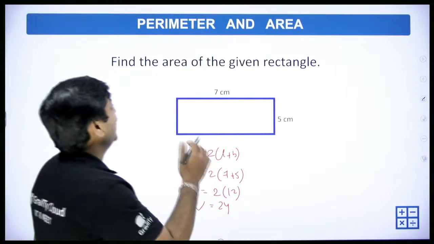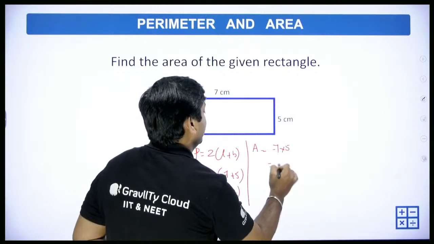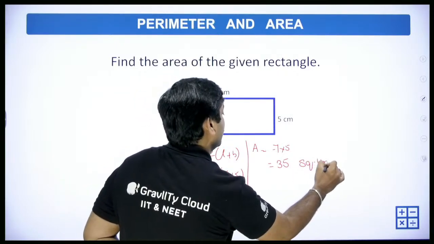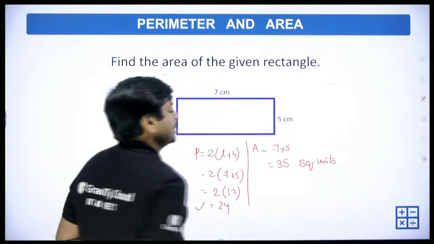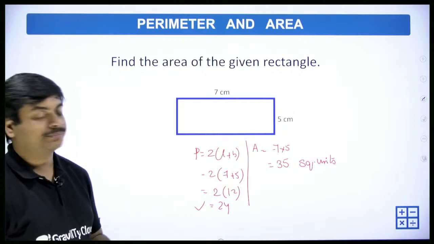But now we need to find the area, right? So area is length into breadth. 7 into 5. 7 into 5 is 35 square units.